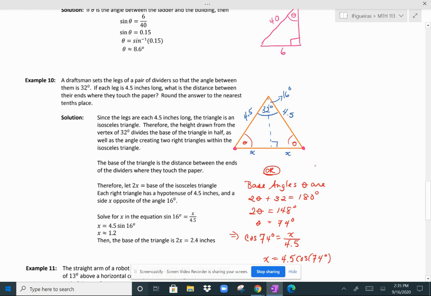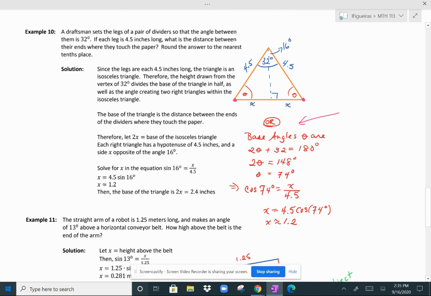So another way to do it, I can use the fact that I have an isosceles triangle to figure out what my two base angles are. So my two base angles are the ones here in these two corners. So 2 times theta, so my base angles are each called theta, plus 32 must equal 180 degrees. So we know that's a fact of a triangle. So if I solve for theta, first I subtract 32, then I divide by 2, and so that means that each base angle is 74 degrees.